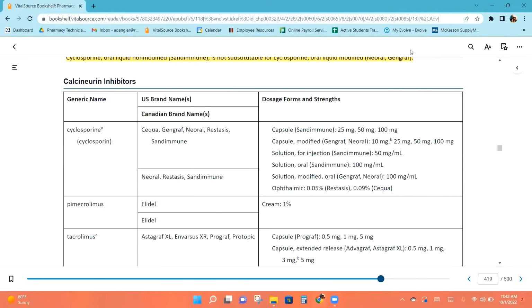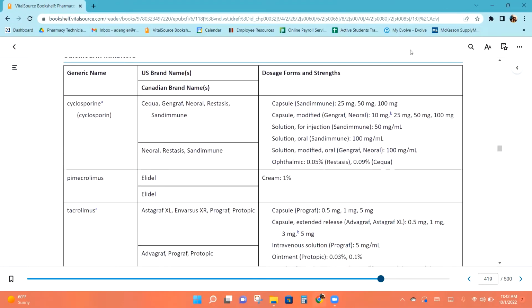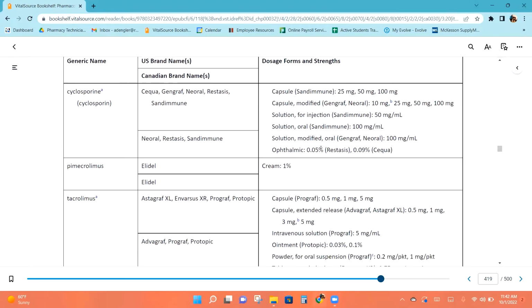So again, here are the calcineurin inhibitors and all of their different dosage strengths and names. For the cyclosporine, there's Neoral, Sandimmune, Gengraf, and then also the eye drops for dry eye are also cyclosporine.